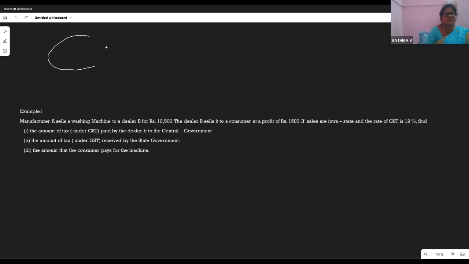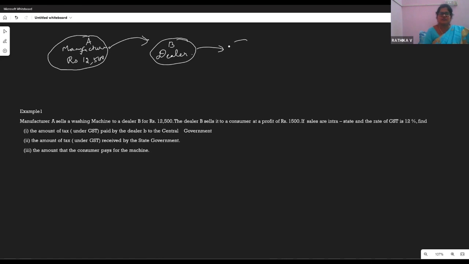So this is the manufacturer, rupees 12,500. This is A. So he is selling to the second person B, a dealer in between. And from B, it goes to the consumer. So here the consumer is getting it. How much rupees does the dealer sell for? He is selling it at a profit of rupees 1,500. So 12,500 plus 1,500 he is taking.